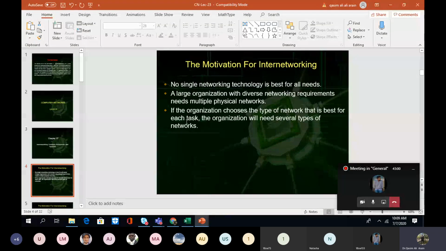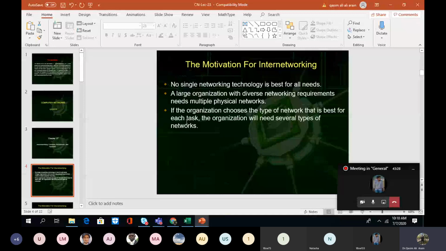We have ATMs, frame relay, FDDI. These are the different technologies which are being used in different situations. I mean, if we have bus networks, token ring, star networks, then different technologies are used in different situations. And for each networking technology, there are different devices and different frame formats which are being used, right? So they are not best for all needs.